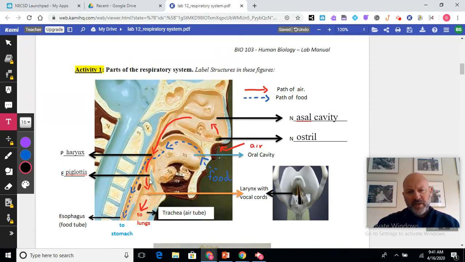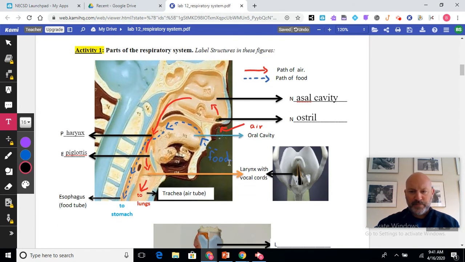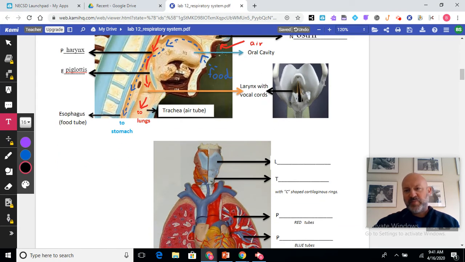All right, so the epiglottis closes when we're swallowing food, and the blue arrows indicate the direction of food. And when we're breathing, the epiglottis is open. That allows air to go down into the trachea. This is a picture of the larynx, and you can see the larynx has these vocal cords.